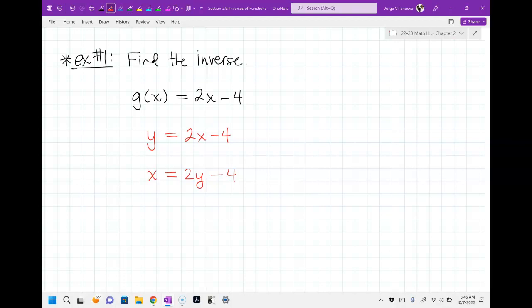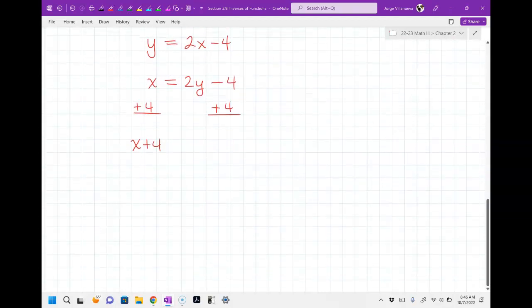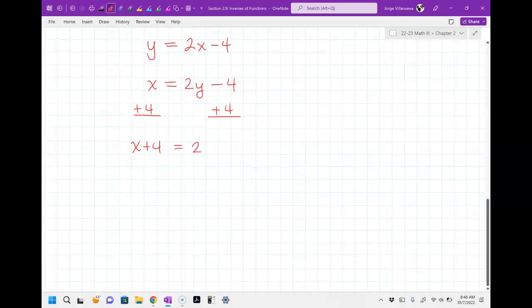I mean, would you agree with me so far? This is easy. I'm just kind of doing a couple little changes. No big deal, right? The next step is step 4. This is the one where the work happens. Solve for y again, okay? So I'm going to add 4 to both sides first. So I get x plus 4, let me move this up here, equal to 2y. And then to finish this problem, I have to divide everything by 2.